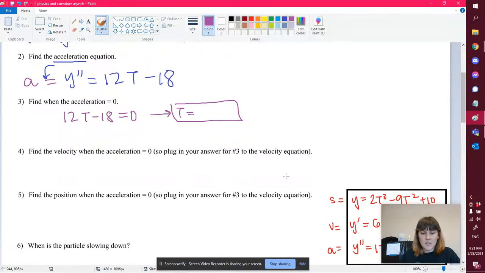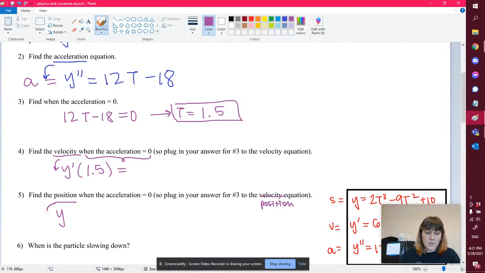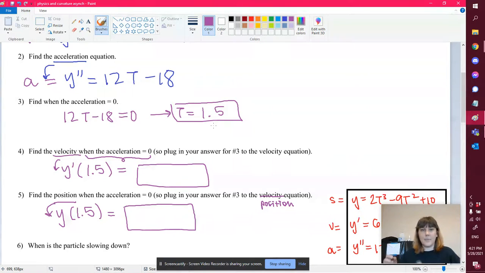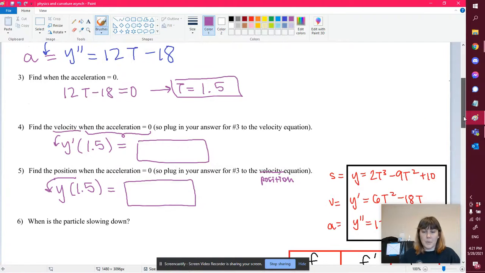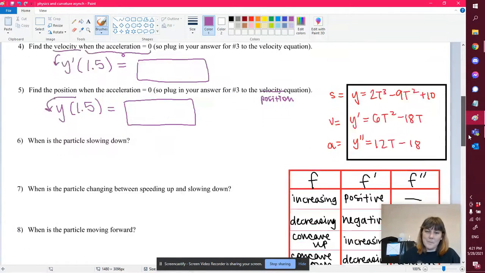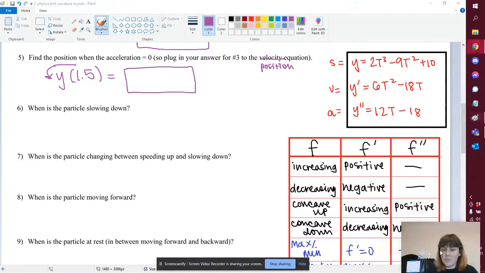Whenever we say find the, and this is actually a mistake, this should say position. When we say find the velocity, that's the first derivative. When the acceleration equals 0, spoilers, this is 1.5, we're basically just plugging in 1.5 to our second derivative, right? Same thing here. Position is just our original equation. We're still plugging in 1.5, and we're getting numbers. And those numbers have physical meaning. But as mathematicians, we're like, great, we were expecting a number, and lo and behold, we got one. Feeling good.